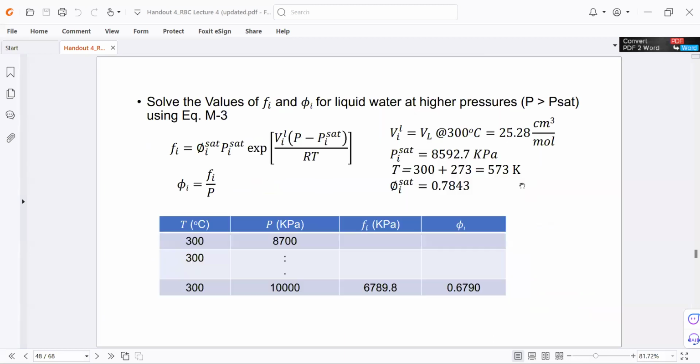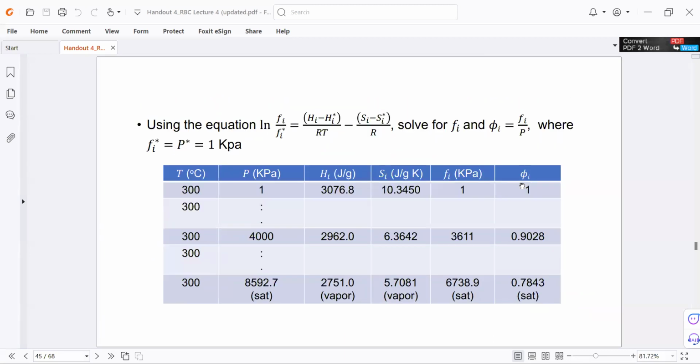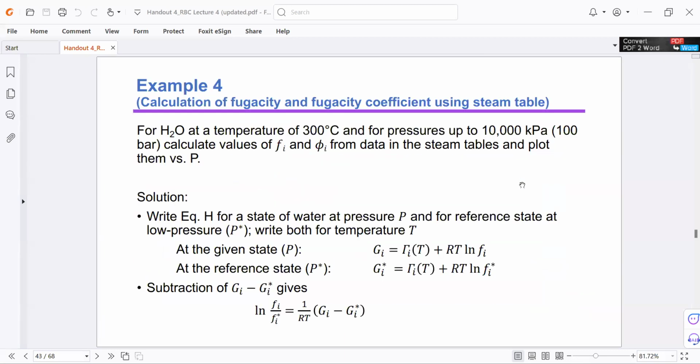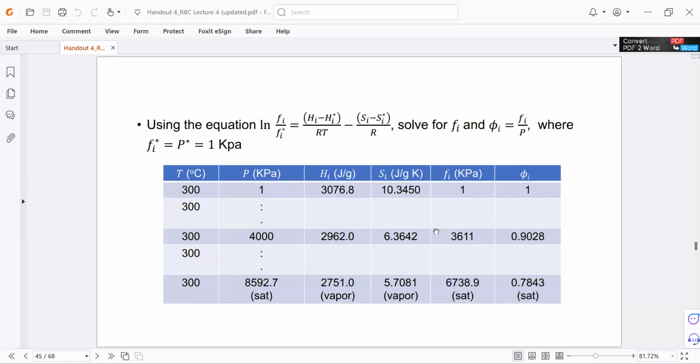But before we proceed, let me quickly give a recap of what we did last video, which is to solve this example. We calculated the fugacity and the fugacity coefficient using the steam table, and I just thought of a nice analogy to explain what is fugacity.